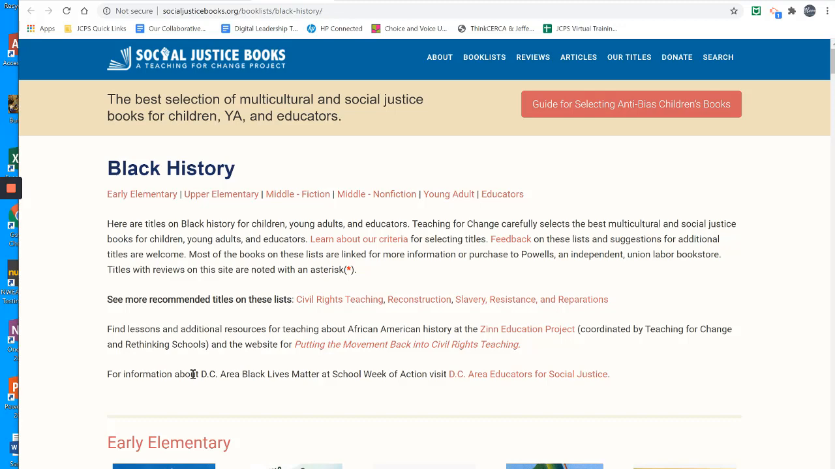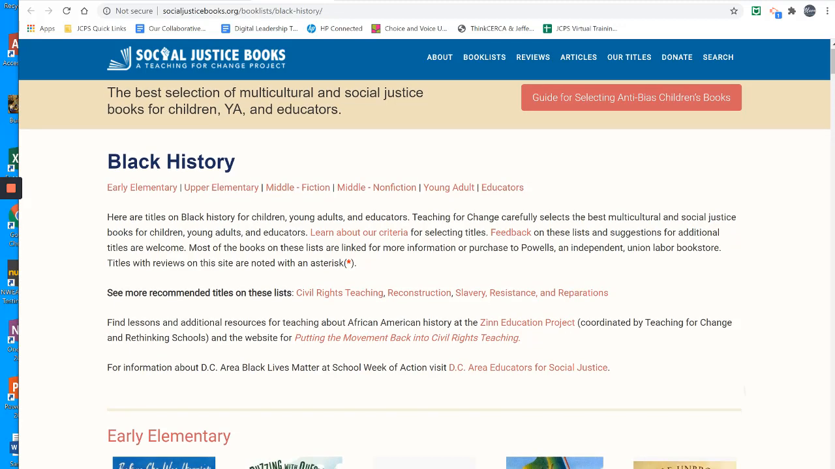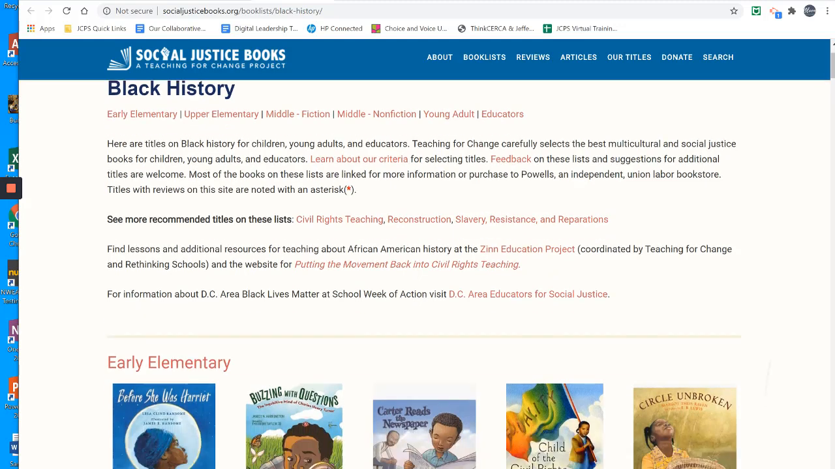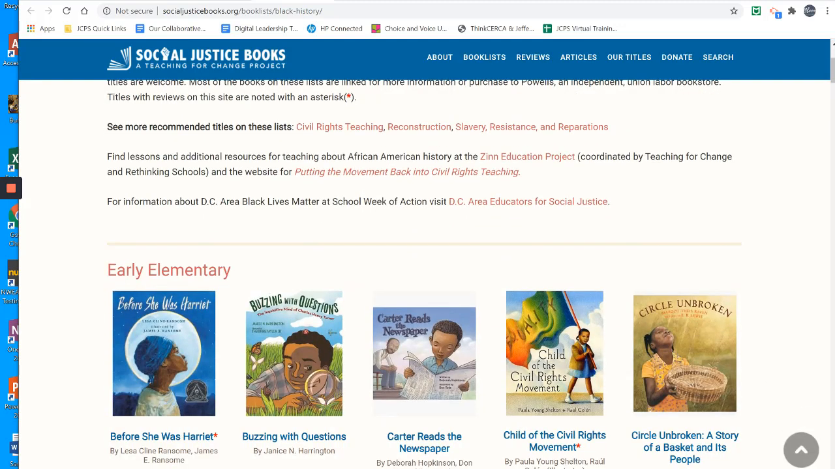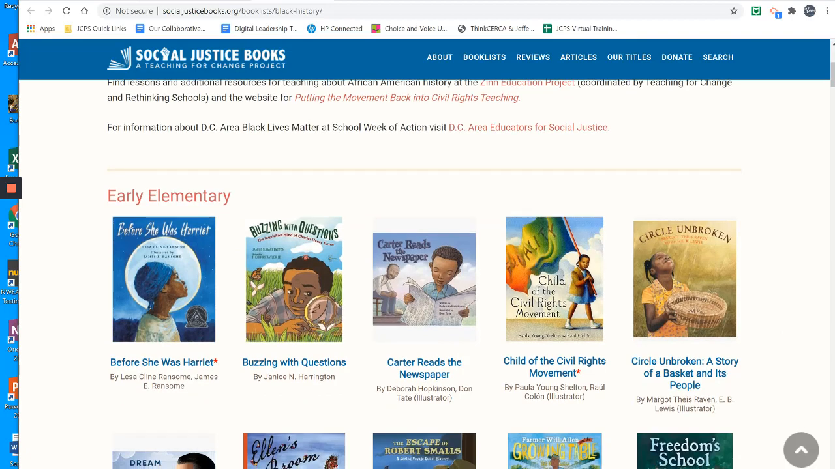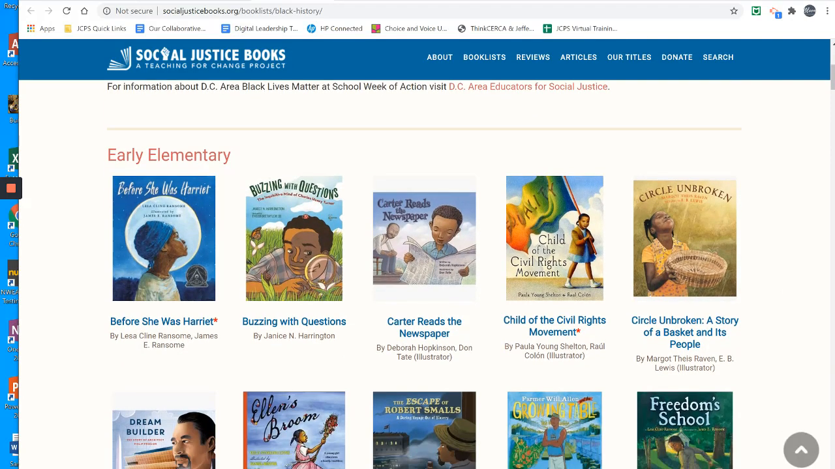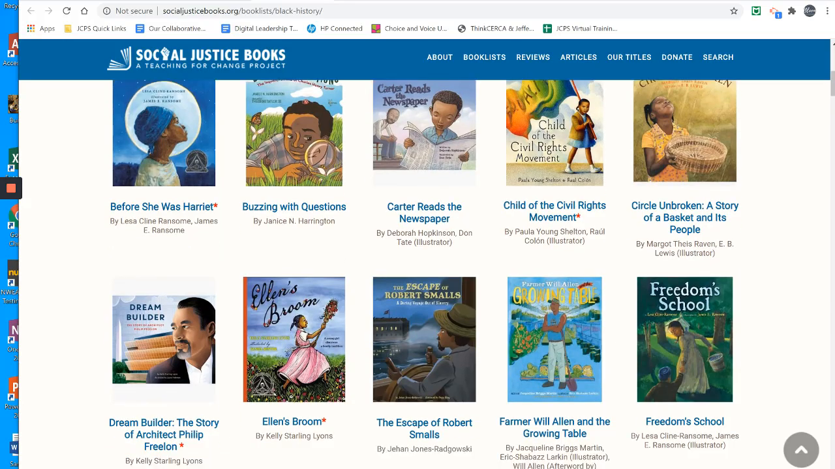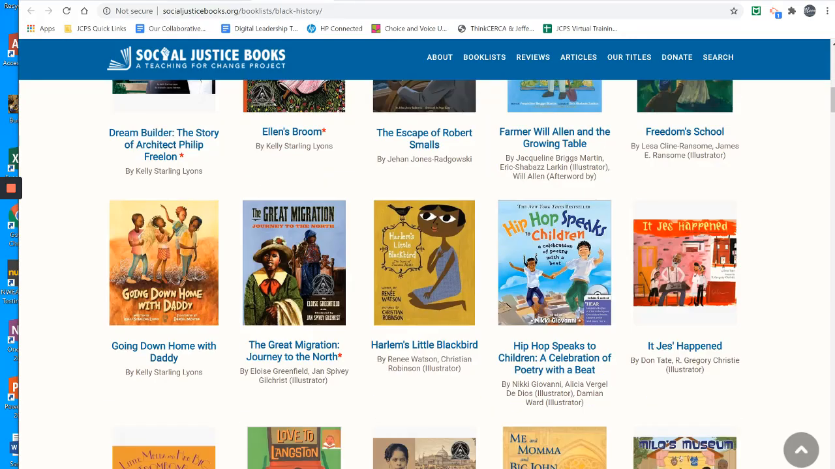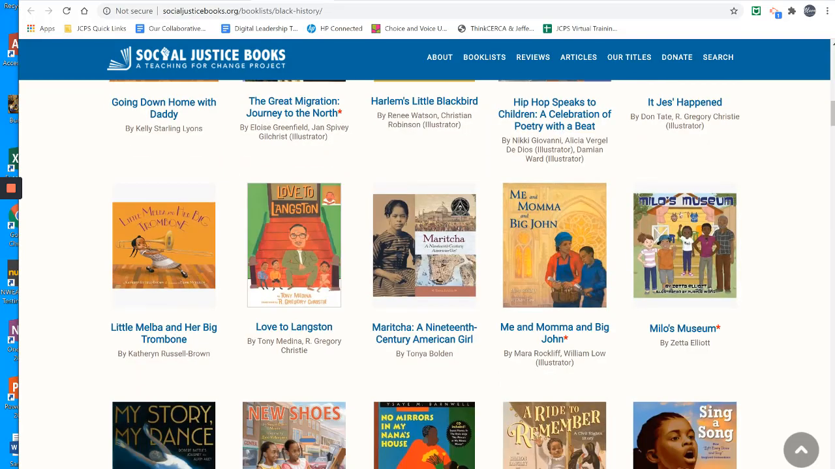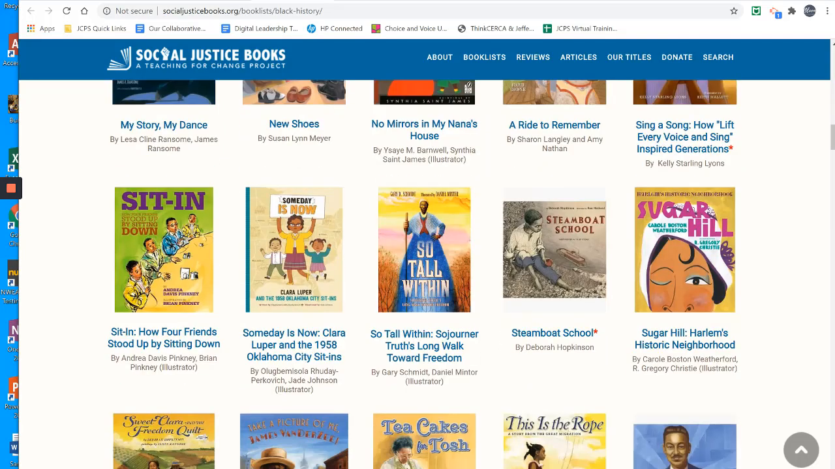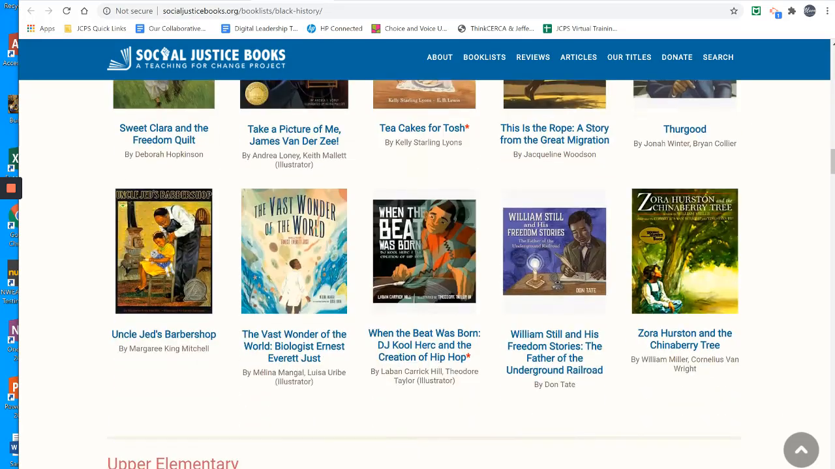So having said that, this collection, once again, social justice books, they've done a lot of this legwork for us. Once again, they've done a lot of the fishing for us. And so here you'll find a collection of early elementary texts that you may choose to use to teach Black history, and then it moves up through the age groups. And so you won't go wrong with any of these books.